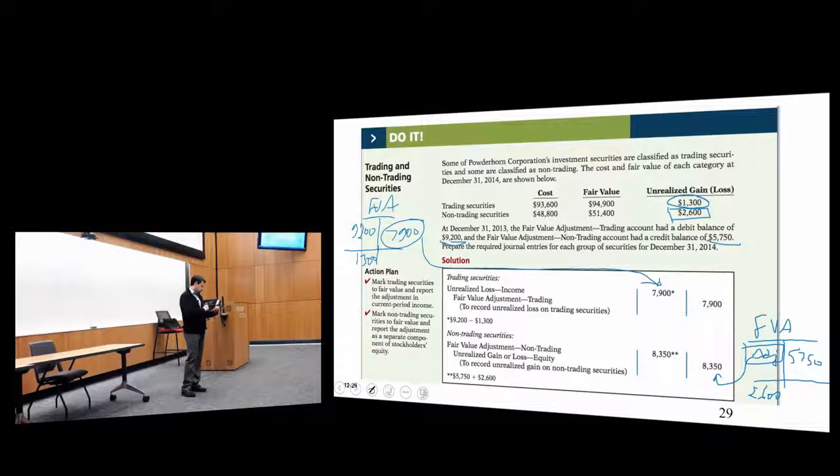Sorry, I put the wrong one. Sorry. The adjustment will have to be, in this case, a debit to fair value adjustment for the value of 8,350. Do you have any questions about that? It's just a regular adjustment. Okay?